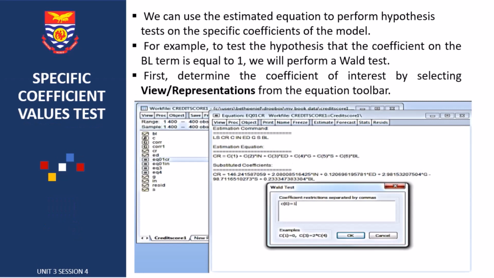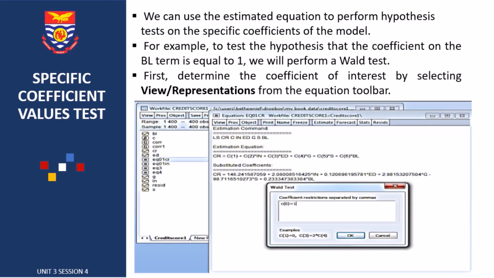Specific coefficient values test. We have to understand that we can use the estimated equation to perform hypothesis tests on a specific coefficient of the model. So for example, we can test the hypothesis that the coefficient on the bank balance term is equal to 1. We can do so by the use of the Wald test.